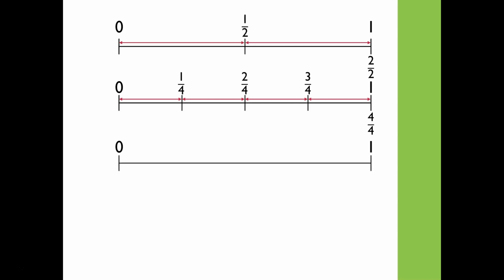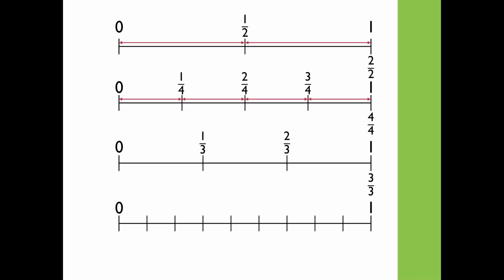I can take another number line and divide it into 3 equal sections. This time the number line is showing thirds. 1 section is 1/3, 2 sections is 2/3, and 3 sections is 3/3. Again, this is equivalent to 1. Counting along this number line, which has been divided into 9 equal sections, would look like this.